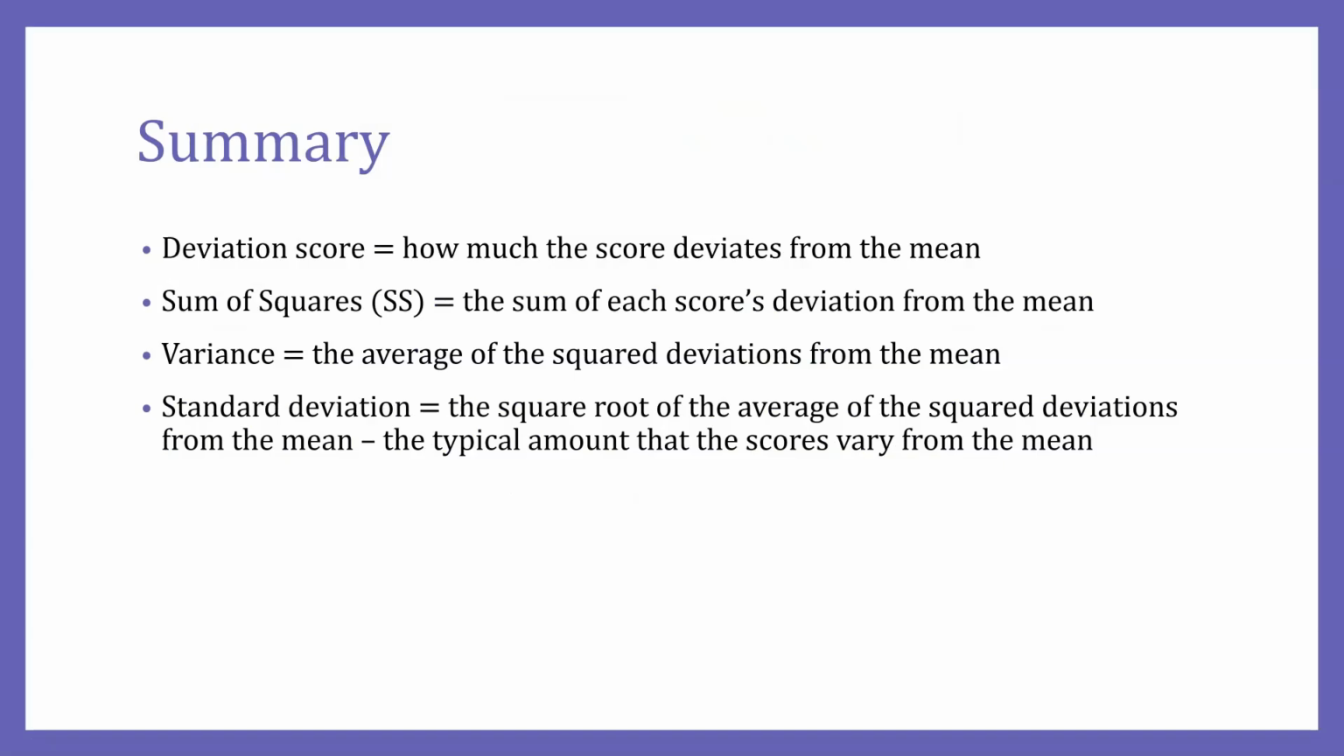Our sum of squares is the sum, or adding up, of all of the scores in our data set's deviation from the mean. Our variance is the average of those squared deviations from the mean. And then the standard deviation is simply the square root, so kind of converting back into its original deviation score notation. And basically what it's telling you is the average or the typical amount that the scores in our data set vary from the mean.